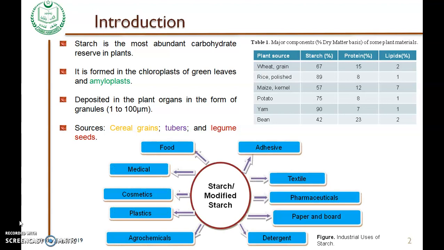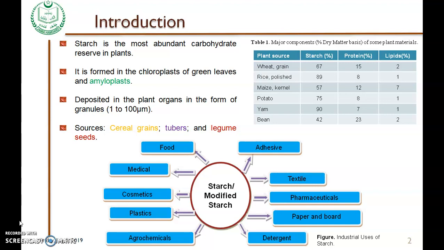And what are the applications of starches? Mainly, these starches are applied in a number of industries. In the adhesive industries, it is used as a binding agent. In the paper and board industries, it is used for binding, sizing, and coating purposes. In the textile industries, it is used for sizing, finishing, and printing purposes. And in the pharmaceutical industry, it is used as a diluent, binder, or a drug delivery agent.